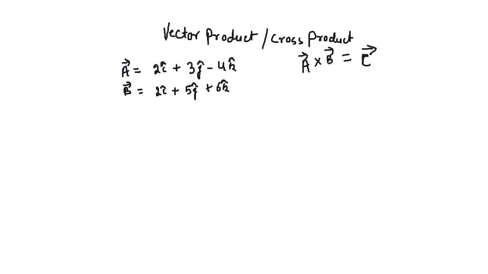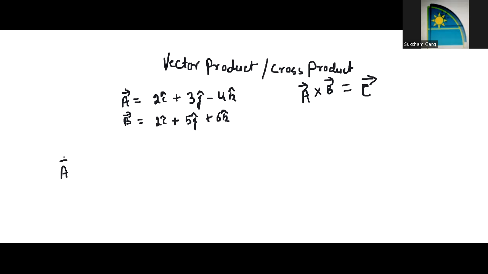For example, we are taking here two vectors, a vector 2i cap, 3j cap, minus 4k cap, and b vector 2i cap, 5j cap, 6k cap. i, j and k are the x-axis, y-axis and z-axis components of the vectors. And we want to find A cross B. Remember, when we are trying to find A cross B, the direction will be one way, but when we are trying to do B cross A, it will be opposite. So we have to be very, very careful before we start doing the cross product.